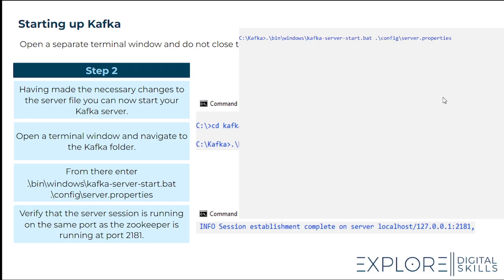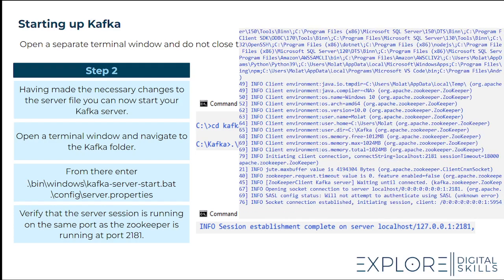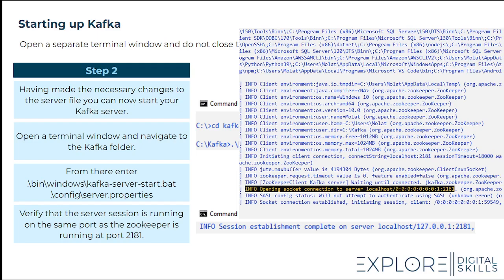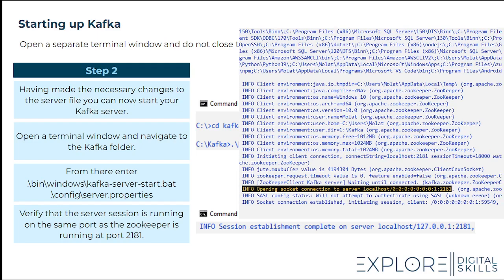Now that we have this up and running, you will then be able to look through and see, very important, there we go, opening socket connection to server. So that is where it's going to be listening to that port number. So the local host port, there it is. All connections to that port are then open, hence all zeros. So we know that it is actually going to be listening out on that particular number. So that is a very important one.